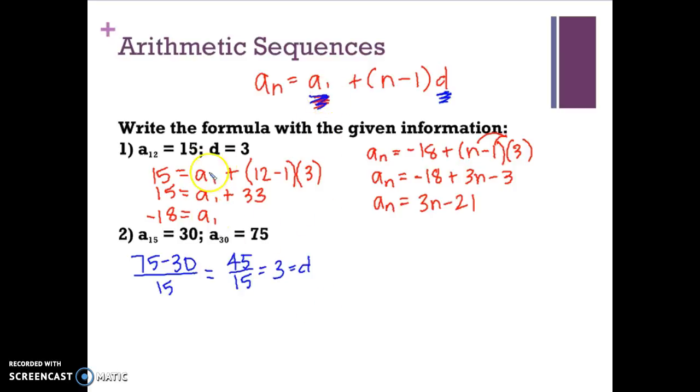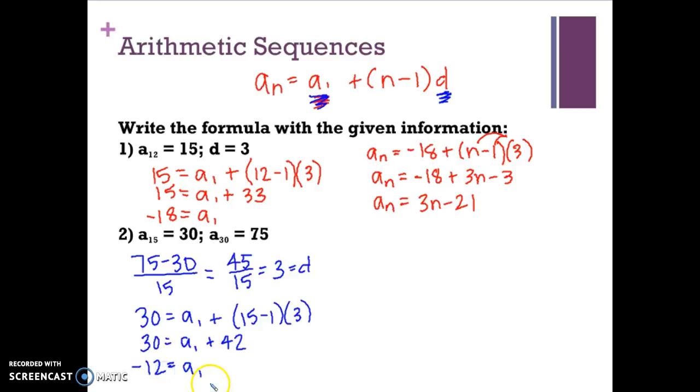Now I'm going to find a sub 1 the same way that we found it in number 1. So I'm going to use a sub 15. I'm going to say 30 equals a sub 1 plus 15 minus 1 times 3. So to keep simplifying, 30 equals a sub 1 plus, 15 minus 1 is 14. 14 times 3 is 42. To get a sub 1 by itself, I'm going to subtract 42. 30 minus 42 is negative 12. So my first term is negative 12. That's what I'm going to plug in. And my common difference is 3. So that's what I'm going to plug in.